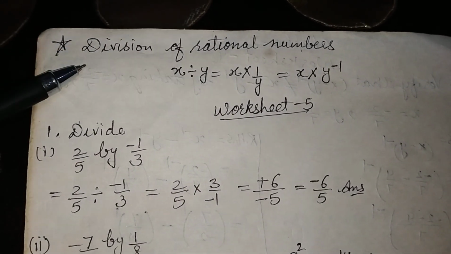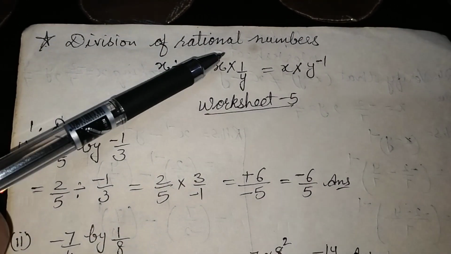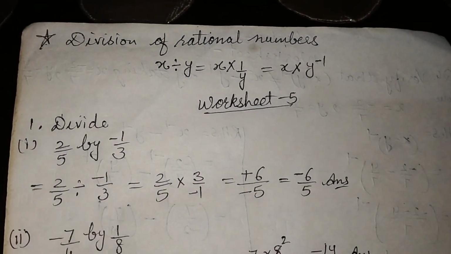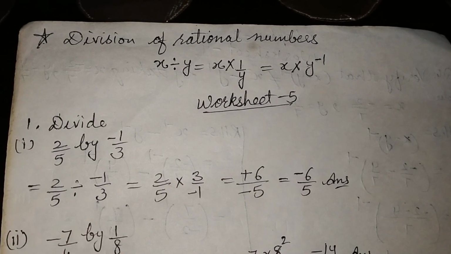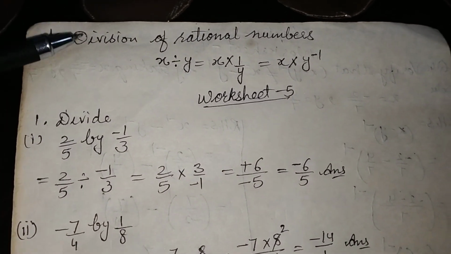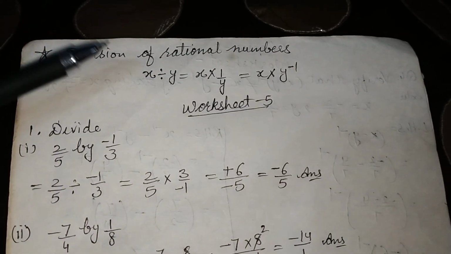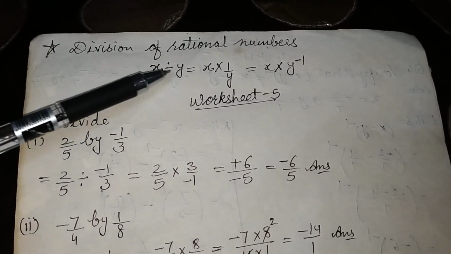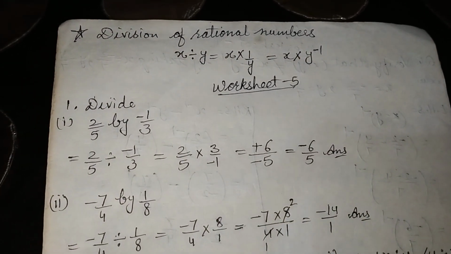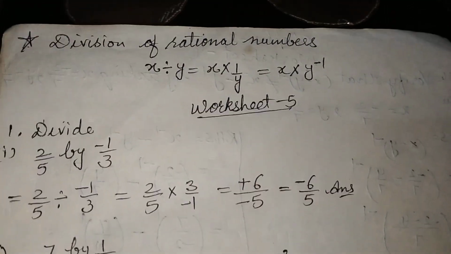So students, our next topic is division of rational numbers. We did the addition of rational numbers, subtraction of rational numbers, multiplication of rational numbers. Now the next topic is division of rational numbers. Here x divided by y. In between the rational numbers, the division sign is here.